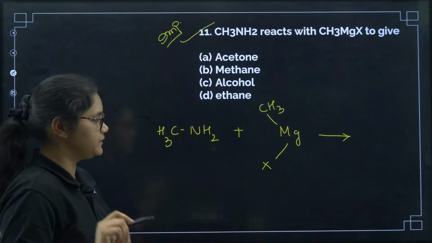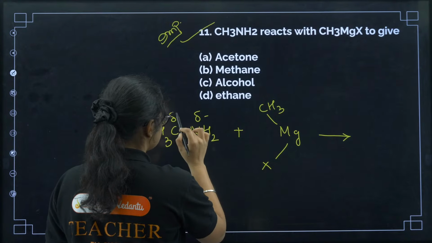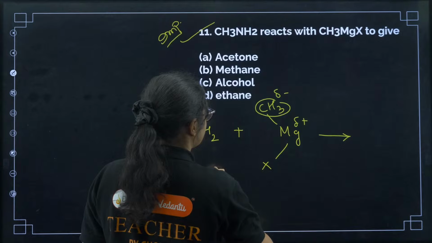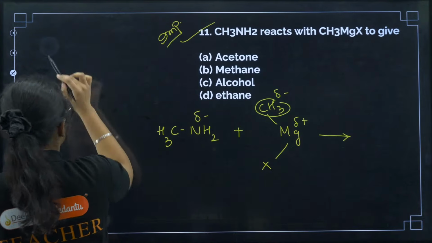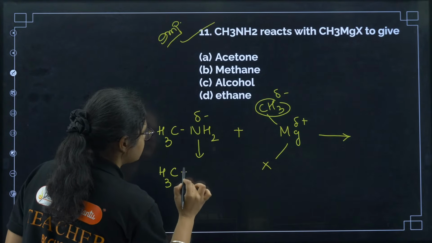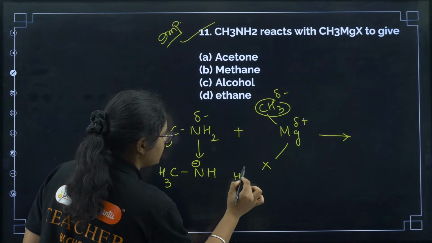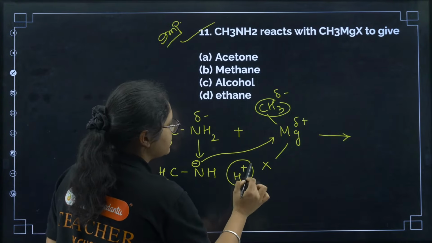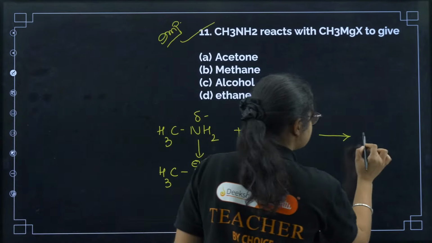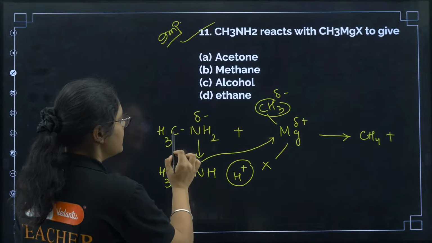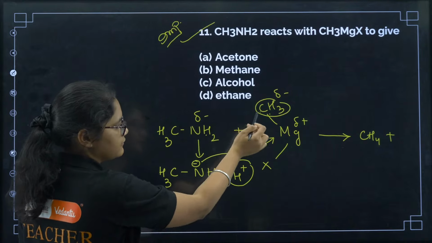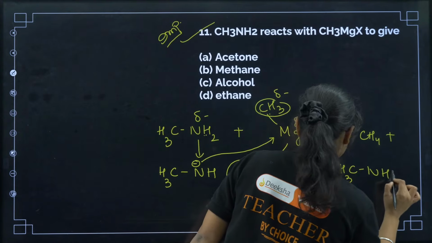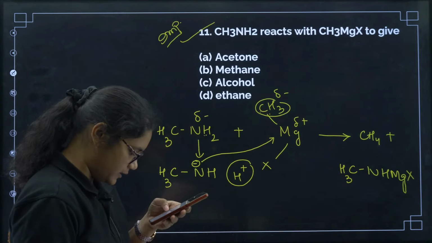See how this reaction takes place. All of you please see. This is minus, and this is plus. Similarly here I can say this is plus and this is minus. So what happens? This CH3NH2 releases one H plus, CH3NH minus and one H plus is formed here. Now this one reacts with this MgX, and this H plus is taken by this CH3. So the product formed here is CH4. See how the CH4 is coming? This CH3 is taking one H from here, and this one is reacting with this MgX. So you will get CH3NHMgX. So the correct product here is methane.